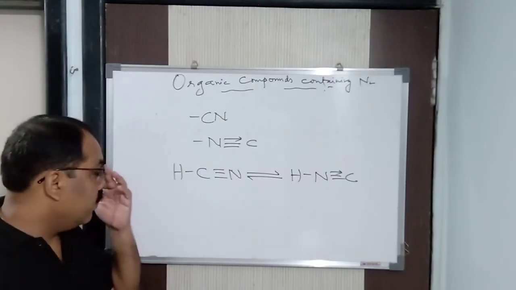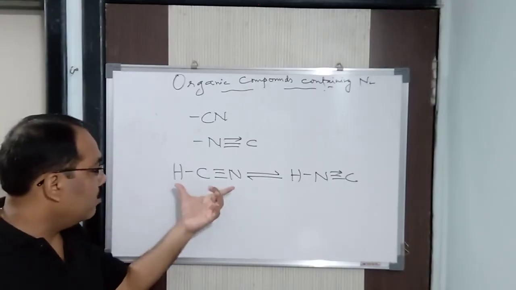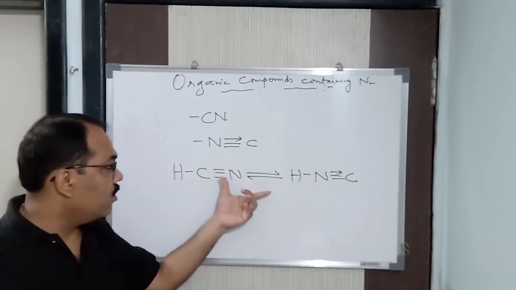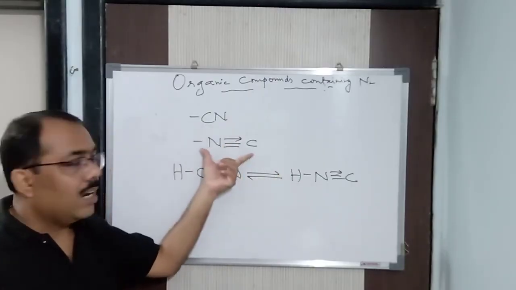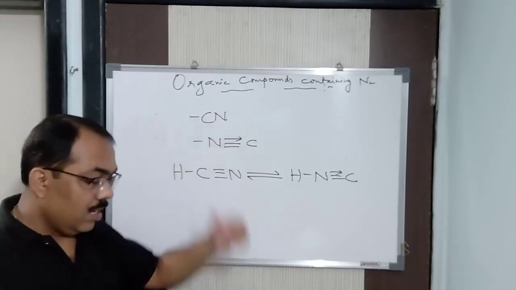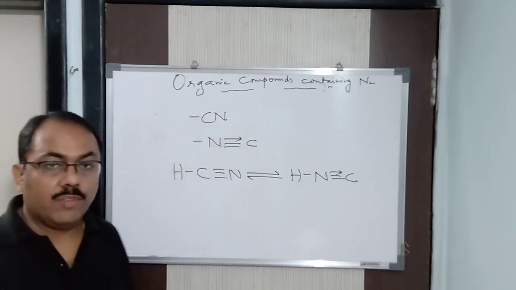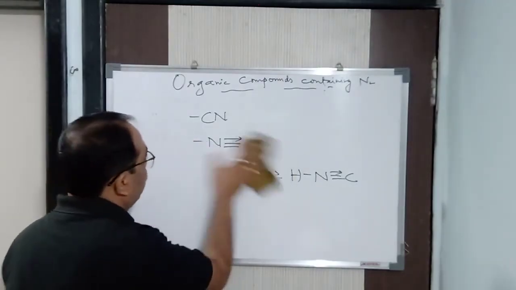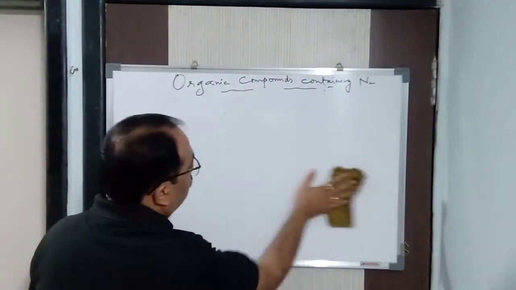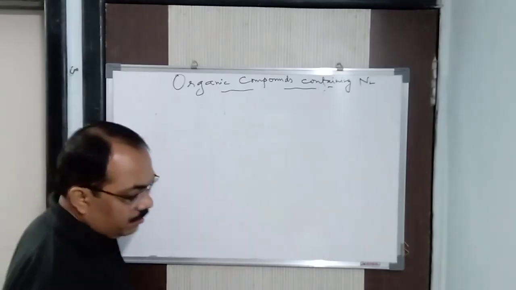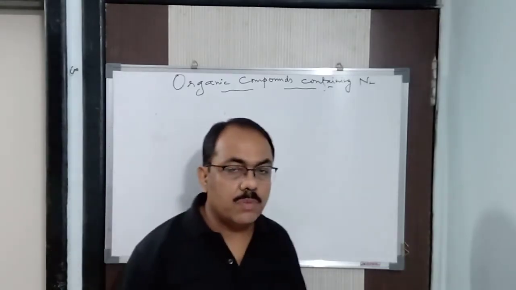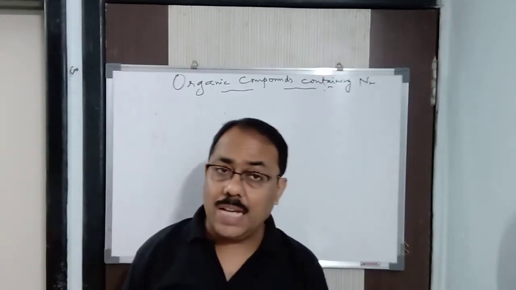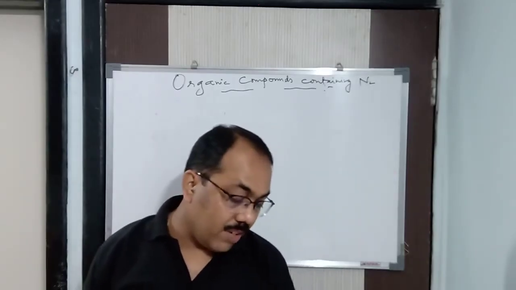Hence we can see that hydrogen cyanide exists in 2 tautomeric forms. From there we have got cyanides and isocyanides, which are called nitriles and isonitriles. Clear? As a result, when different alkyl groups are attached to it, due to the presence of the ambident group, we can get several organic compounds.